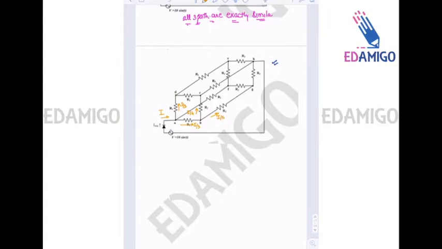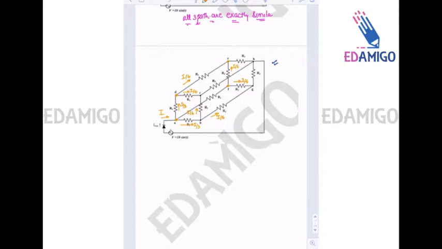At D also it will be I by 6 and it will be I by 6. Similarly, from A to F, I by 3 will come and again it will break to I by 6, and F to E it will be I by 6.